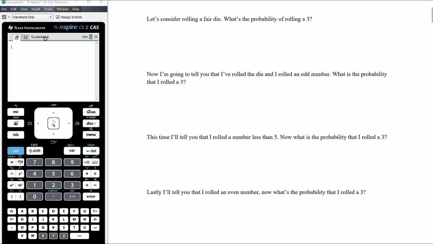So let's just think a bit logically. Let's consider rolling a fair die. Okay, so we roll a fair die. What's the probability of rolling a 3? Okay, so the probability of rolling a 3 is going to be 1 out of 6. Great, we all know that. Okay, so now I'm going to tell you that I've rolled the die and I rolled an odd number. And now I want to know what's the probability that I rolled a 3.